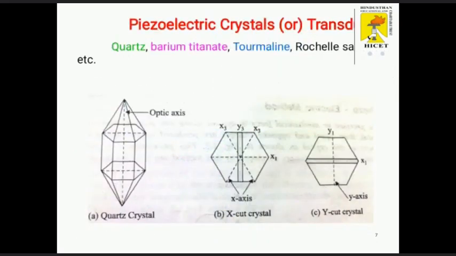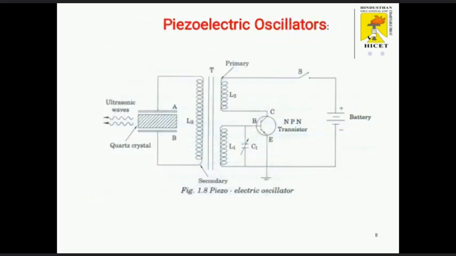Then here I have shown some examples and their axes, along the x-axis and the y-axis, like quartz crystal, barium titanate and tourmaline. Here I have shown the view of the quartz crystal in the x-axis and the view of the quartz crystal in the y-axis. Then the piezoelectric oscillator.